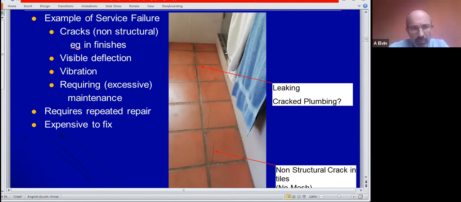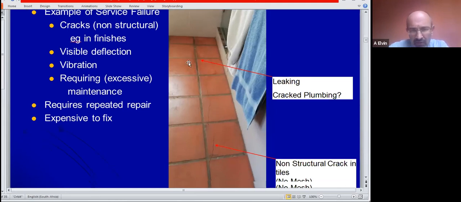Other serviceability failures would be visible deflection, or deflection that you feel when you walk on the structure or interact with the structure. Another one would be vibration. Another one would be fatigue. And the one item that really gives us a hint that there's a structural serviceability limit state problem is that the structure requires constant maintenance or periodic maintenance. It requires repeated repair. And these are expensive fixes. So for example, in my own house upstairs, I'd have to replace all these tiles and make sure that this crack does not appear again, or I can handle it in a different way by introducing a joint. This is a serviceability crack.